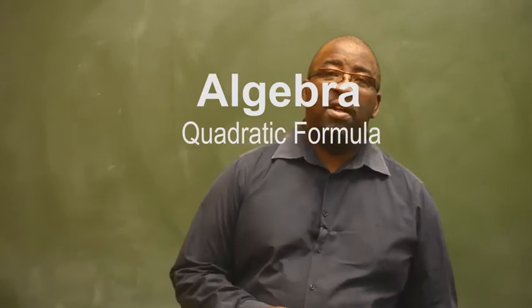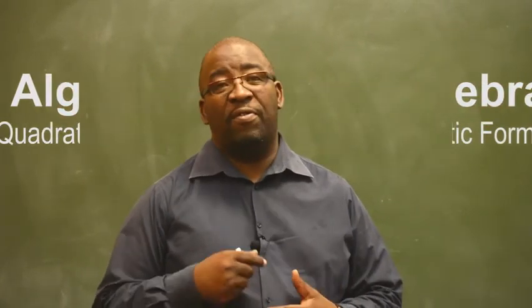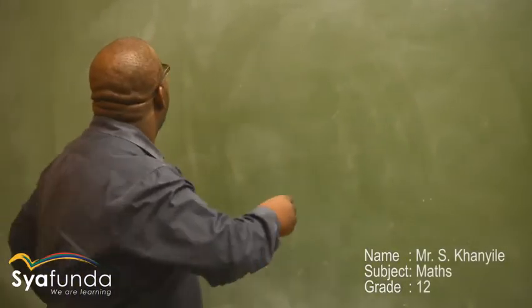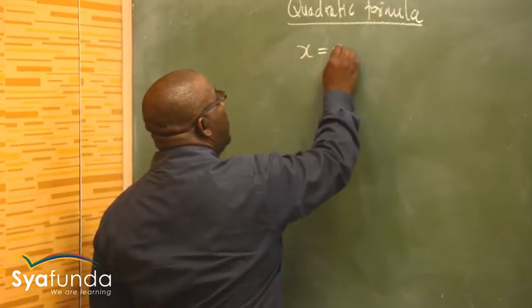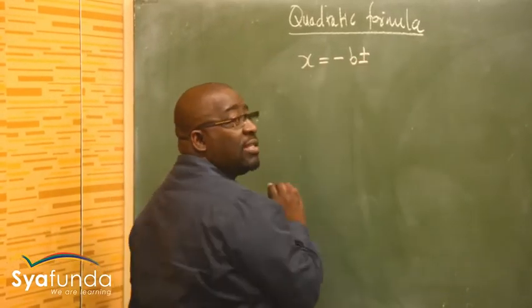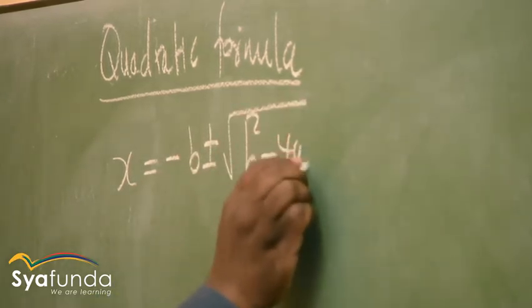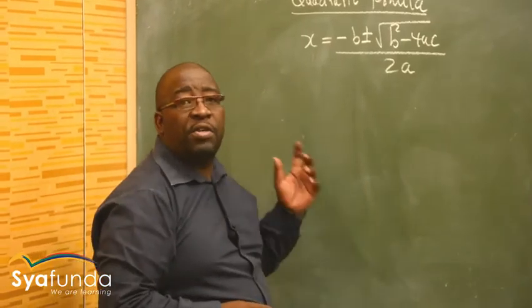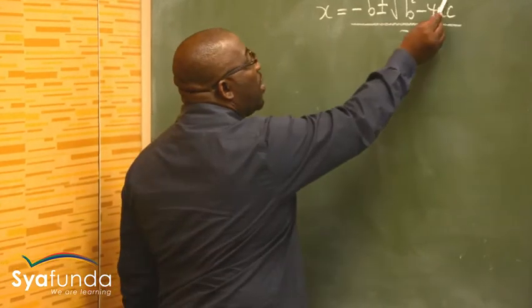Right, we move on after the simple factorization to another part. What do we do if we don't find factors? We use what we call the quadratic formula. The quadratic formula is x equals minus b plus or minus the square root of b squared minus 4ac, all over 2a. Remember, your quadratic formula is very important, especially what we find under the square root sign.